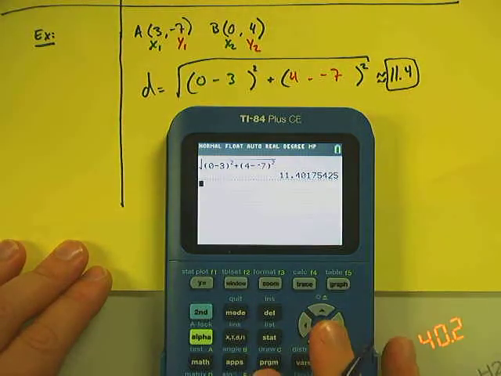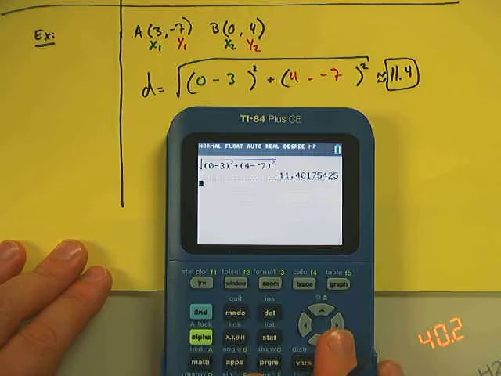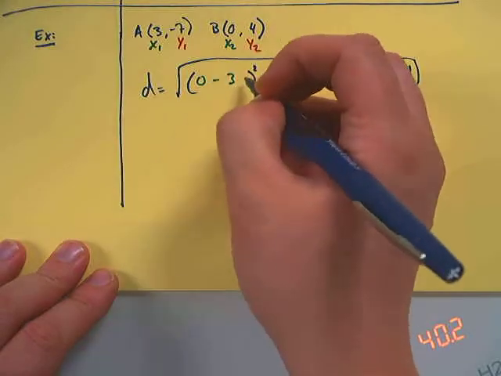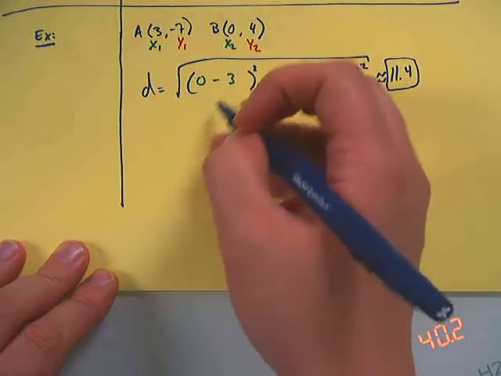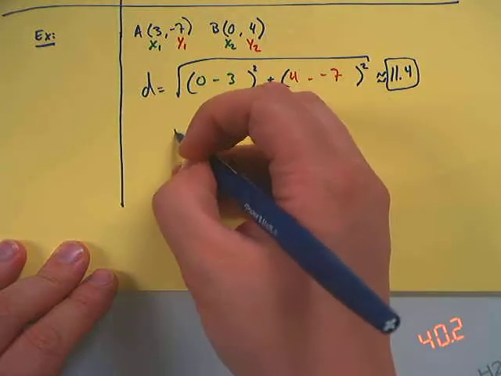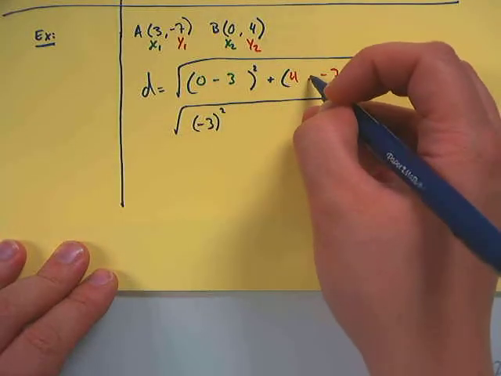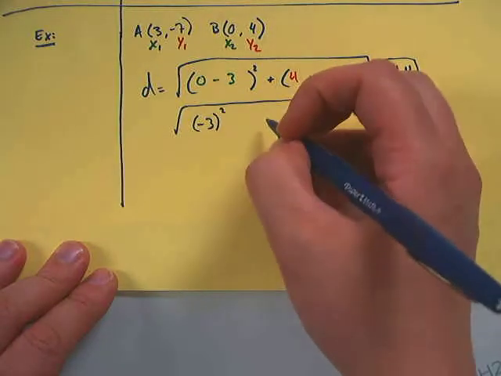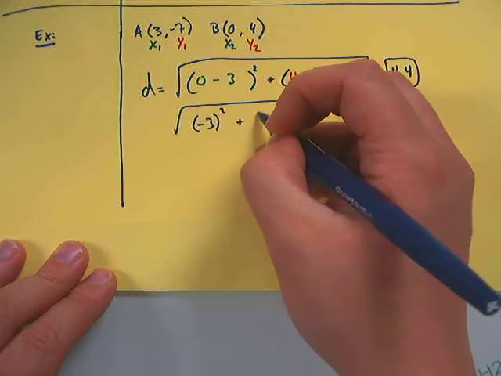button. Once everything is typed in exactly the way it looks on your paper, you can hit enter, and it'll give you the answer. It'll give you a rounded decimal answer. In this case, it ends up being approximately 11.4. So you can do it that way if you like, or you can simplify by hand. Either way is totally fine, as long as you get the right answer.